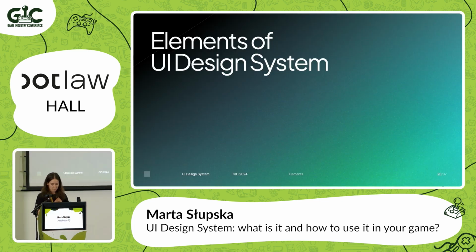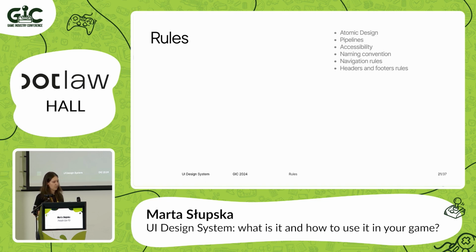Okay, so now, as we know how to organize it, we can analyze the core elements of the design system. So, first of all, are rules. And actually, the rules can be everything you and your team decide that you need there. So, for example, it may be atomic design rules and how you and your team understand that. It can be the pipelines you have. It can be the accessibility rules you have.